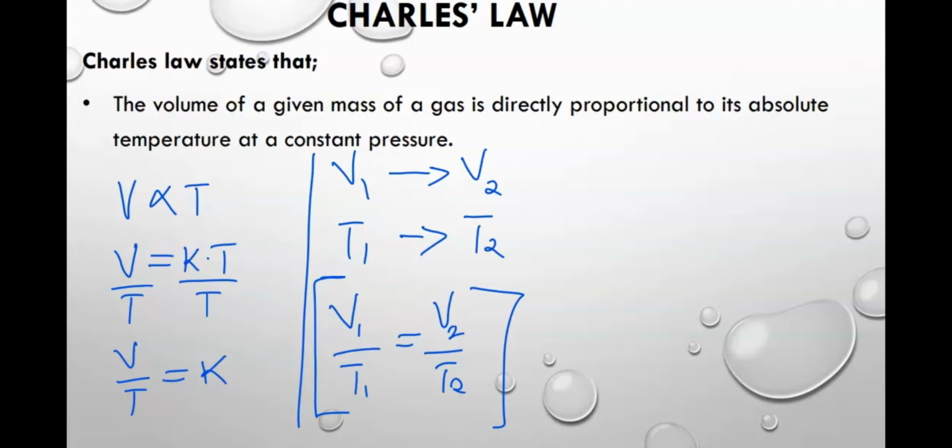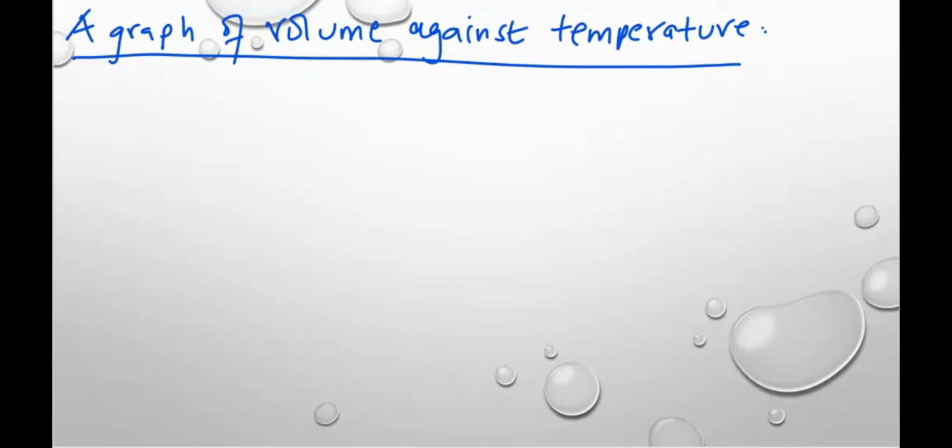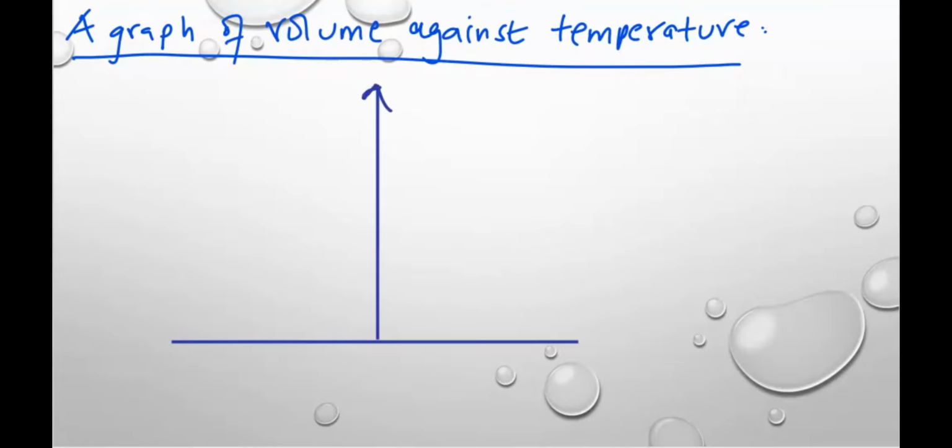We can as well describe it graphically. A graphical representation of Charles' law is a graph of volume against temperature. A graph of volume of a fixed mass of a gas against temperature is always a straight line. And this is how the graph looks like. We have the y-axis and we have the x-axis.